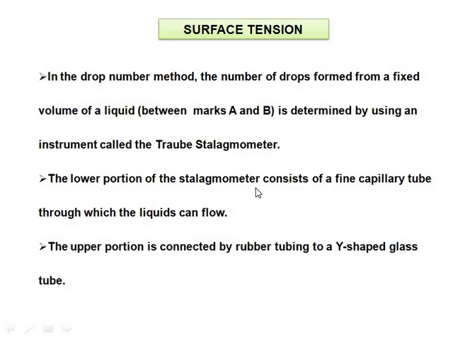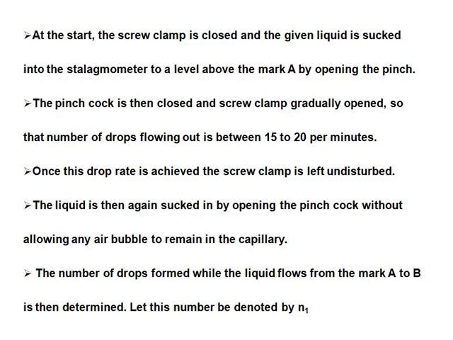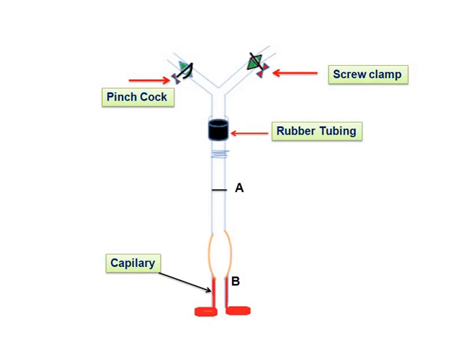The lower portion of the stalagmometer consists of a fine capillary tube through which the liquid can flow, and the upper portion is connected by rubber tubing to a Y-shaped glass tube. So this is the stalagmometer, and this is the capillary tube. It has a portion A and portion B, a rubber cork, a Y shape, a pinch cock and a screw clamp.